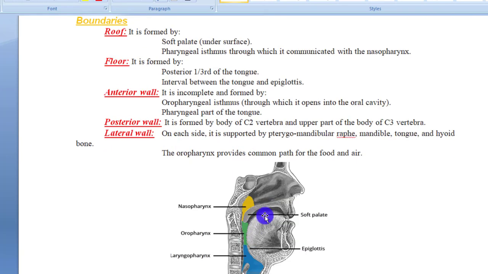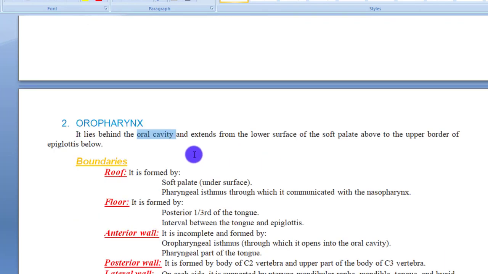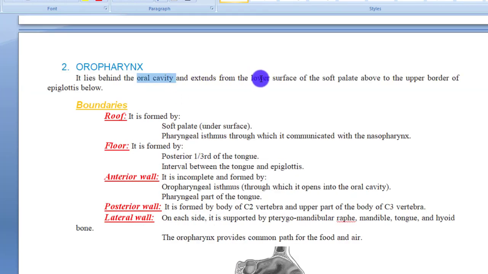Yes, we know this is our oral cavity, and this part is the oropharynx. In this diagram you can see this blue area is the oropharynx, and this is your oral cavity. Behind the oral cavity there is the oropharynx, and it extends from the lower surface of the soft palate above to the upper border of the epiglottis below, right? So superiorly it begins at the soft palate, and inferiorly it ends at the upper border of the epiglottis.